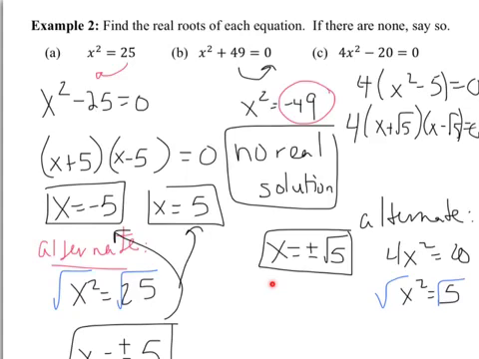So if you remember that when you're solving an equation that's x squared, if there's no linear term or no x, you could just get the constant by itself on this side, and then take the square root of both sides, remembering that you have two answers, plus or minus.